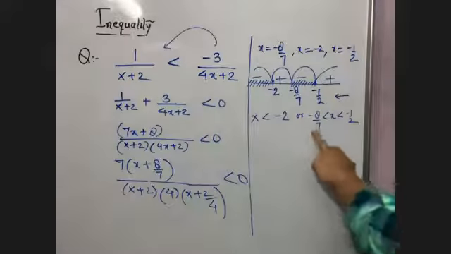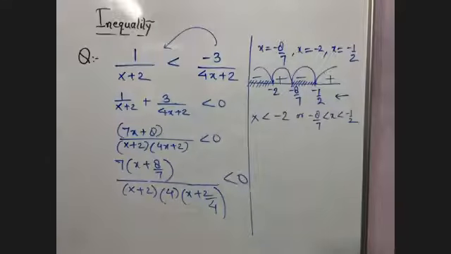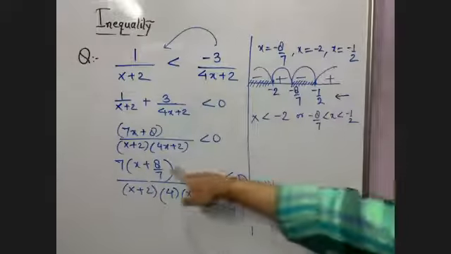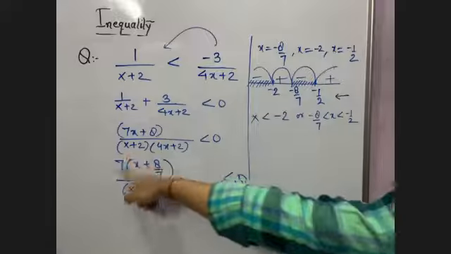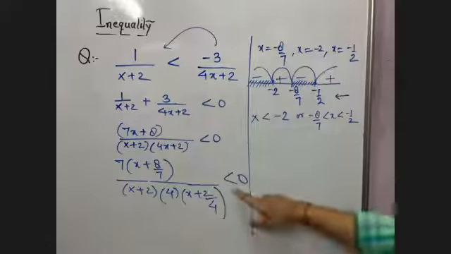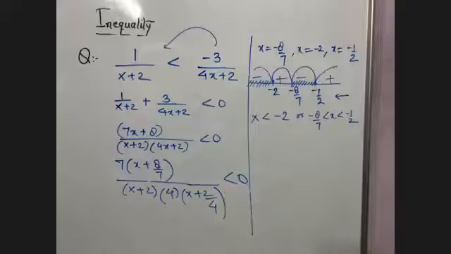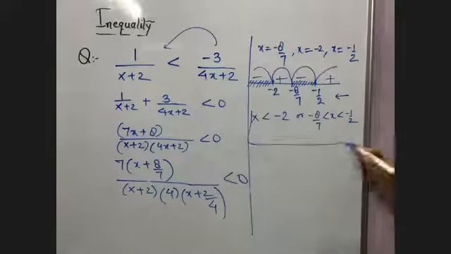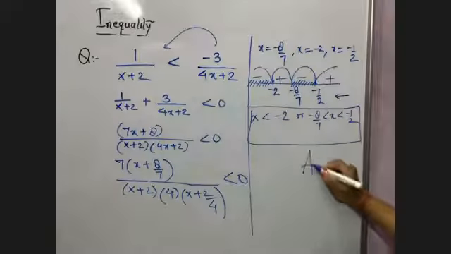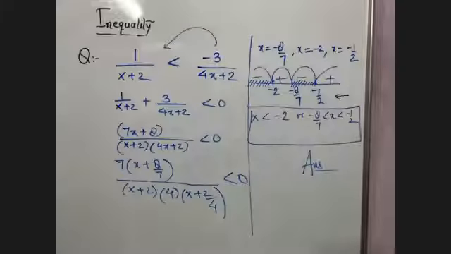Or minus 8 by 7 less than x less than minus half. Do we want minus 8 by 7? Yes or no, beta? No, very good. Why don't we want it? Because if I put x equal to minus 8 by 7, this entire thing is 0, and we don't want 0. So it is excluded, and this is my final answer. I hope everyone got this.